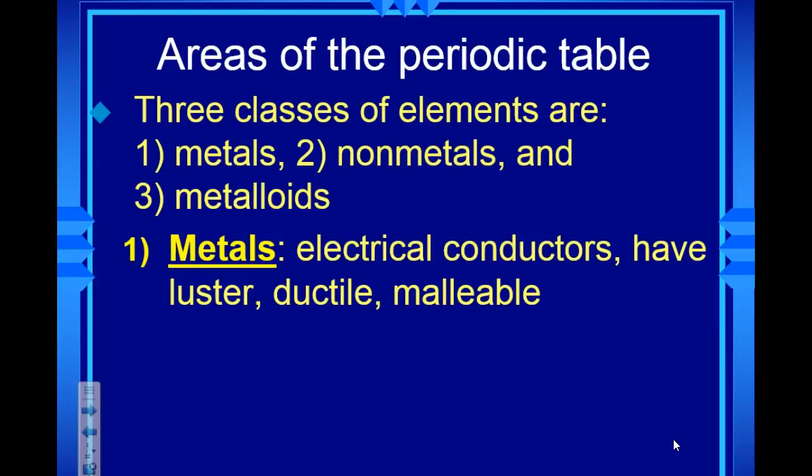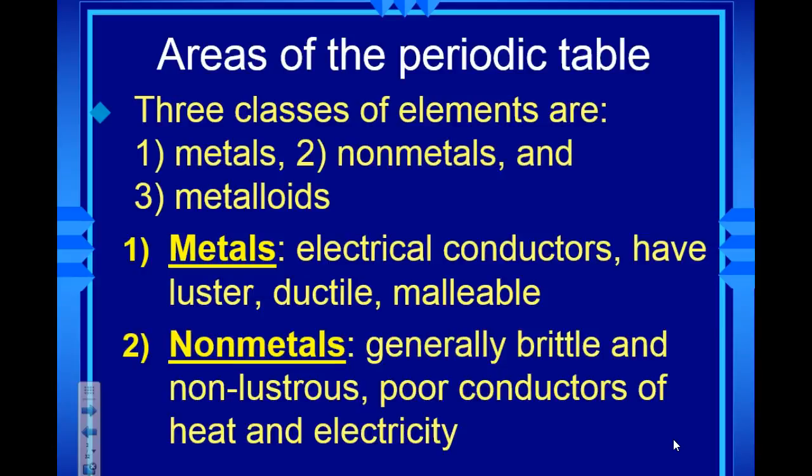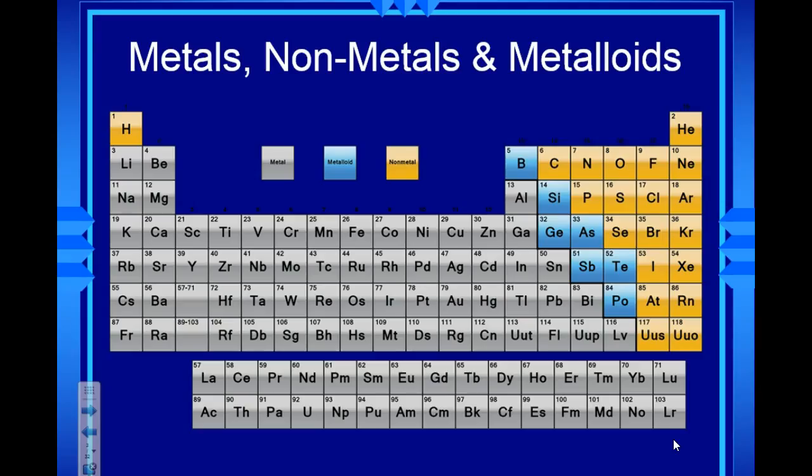Non-metals don't allow us to do that very easily. The non-metals are generally very brittle. They don't shine, and they're usually pretty poor conductors. Here is a periodic table on the screen which shows you the substances that are classified as metals, non-metals, and metalloids. Notice that aluminum here, number 13, is actually classified as a metal and not a metalloid.